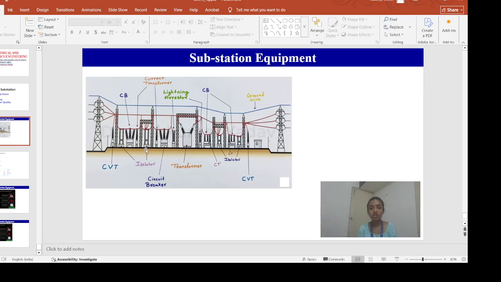What is this isolator? You can see this is one isolator, this is one isolator. So the isolator also acts like a switch, but it is a mechanical switch. The circuit breaker is an electromechanical switch, and it is an automatic switch. Whenever a fault is detected, it will act as an open switch and automatically make the current zero. But the isolator is a manual switch. Okay, it is a mechanical switch, a manual switch.